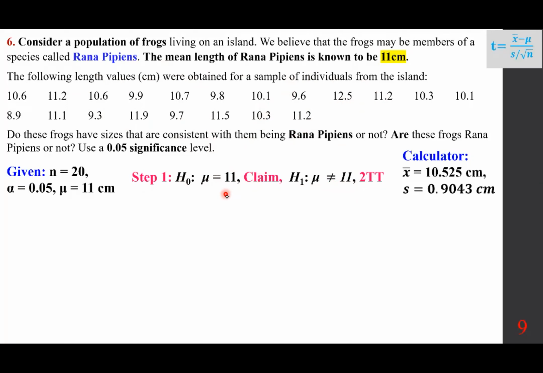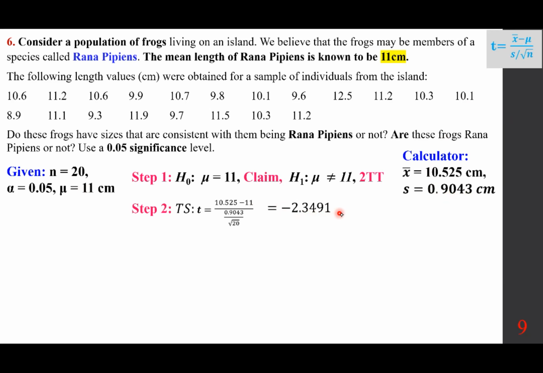The next step is to calculate the test statistic. T equals X bar minus mu over S over square root of N. So we have T equals 10.525 minus mu of 11 over S, which is 0.9043, over square root of N, which is 20. And when you plug it into a calculator, this will give you negative 2.3491.